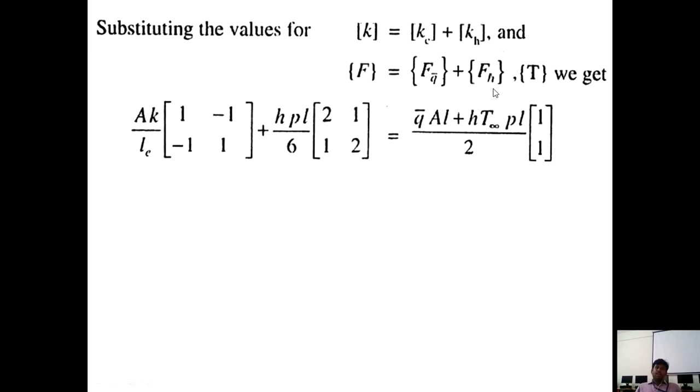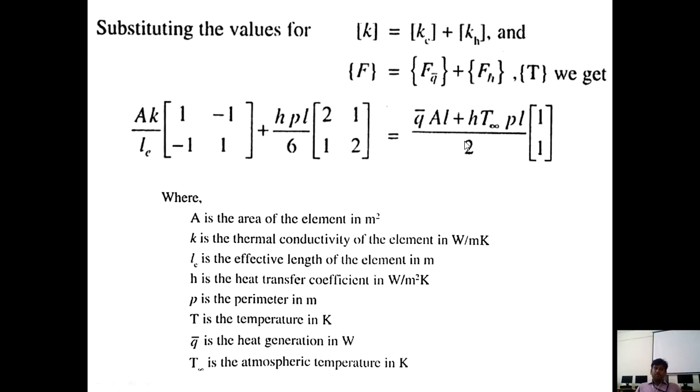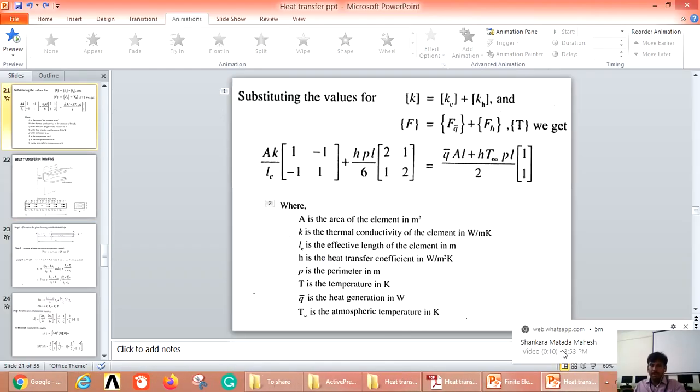So finally, how can we solve this? The stiffness matrix K into T equals to F. This is how I need to derive the FEM stiffness matrix for one-end convection, and for convection at both the ends, and we need to remember this formula. Okay, thank you.